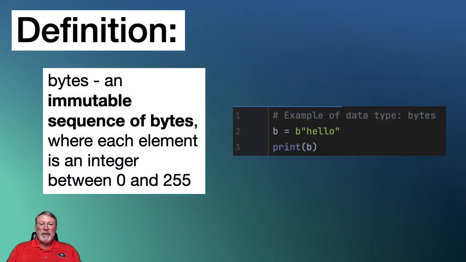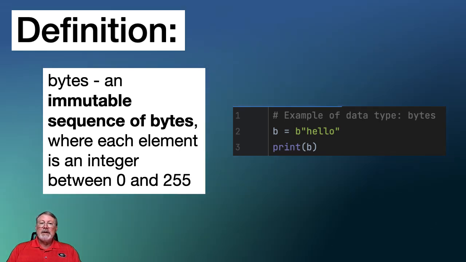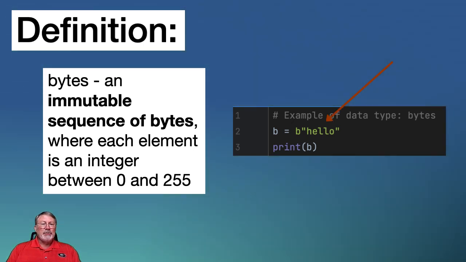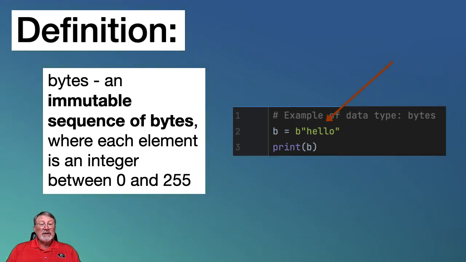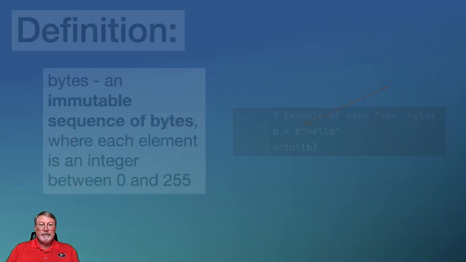Let's see what it is, how it works, and where you'd use it. In Python, bytes is an immutable sequence of bytes, where each element is an integer between 0 and 255. It's similar to a string, but specifically for binary or encoded data. The B prefix tells Python this is a bytes literal, not a regular string.